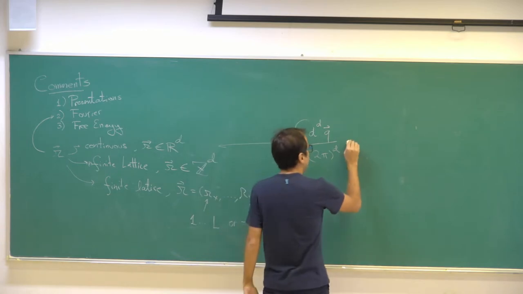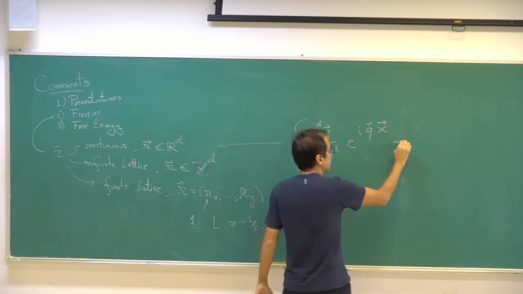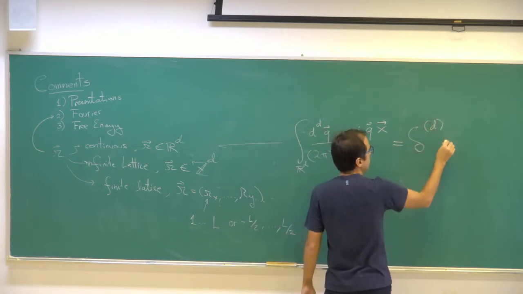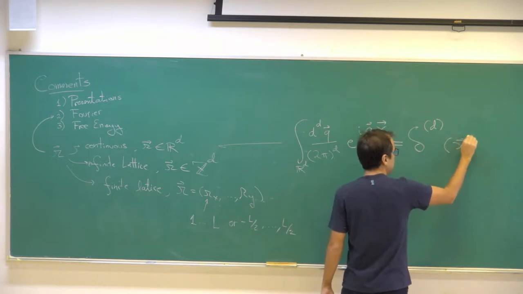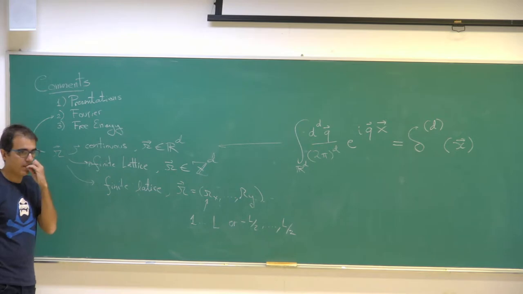And for example, we have this kind of identity: the integral of e to the i q x gives the d-dimensional delta function of x, which is the function that when I integrate it with a test function gives me f of zero.